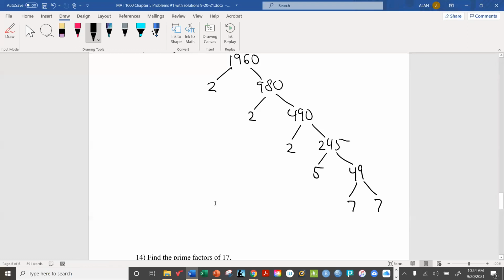Okay, so the prime factors are 2, 2, 2, 5, 7, 7. Prime factorization is 2 times 2 times 2 times 5 times 7 times 7. Okay, well that was a little challenging because of that 245 sitting in there. But remember, since it ends with a 5, you're guaranteed that it's divisible by 5. Otherwise, just take your calculator out and run through a bunch of possibilities until you find one.